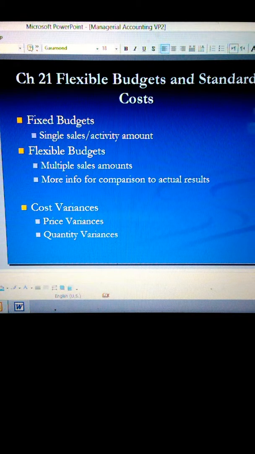To better understand these variances within the flexible budget, standard costs, the normal costs that should be incurred, are identified and can then be examined for significant variances. Cost variances can be broken into price and quantity variances.